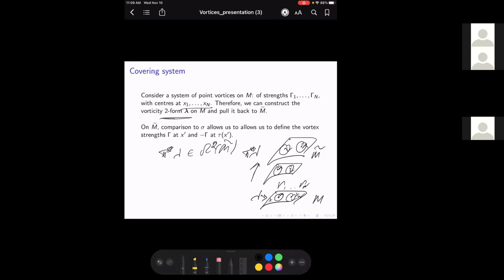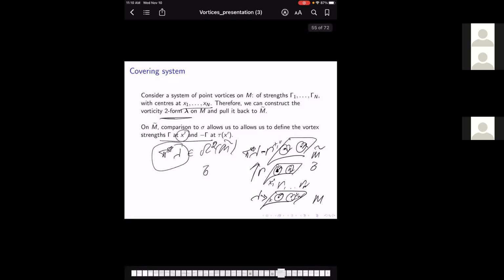Then we do the following thing. We consider pre-images of the centers of point vortices, say x1 prime and x1 double prime. And then we compare the orientation at x1 prime induced by pi star lambda, and the orientation induced by the symplectic form sigma on it. If the orientations coincide, we put strength gamma at x prime. If the orientations are opposite, we put minus gamma. So this way we make a choice between placing gamma and minus gamma on either x prime or x double prime, on the two pre-images. That is how we lift our system of point vortices. And we call x prime our preferred lift, usually. I will talk about how this affects things if I have time.